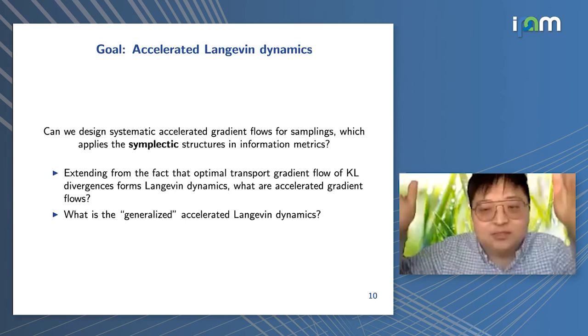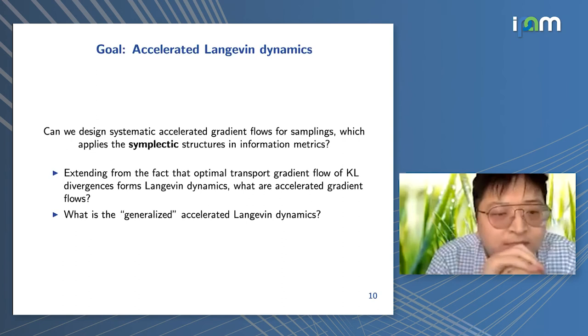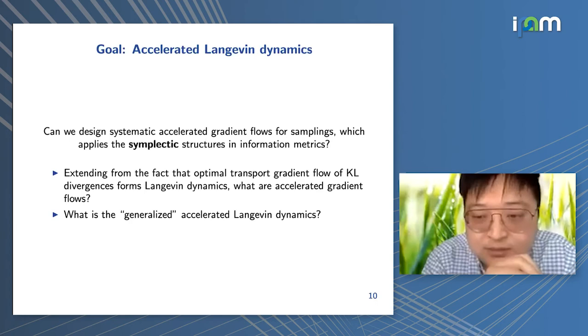Now, extending from the fact that the gradient flow of the KL divergence in optimal transport gives the so-called Langevin dynamics, what do accelerated gradient flows look like? And what is a generalized accelerated Langevin dynamics?